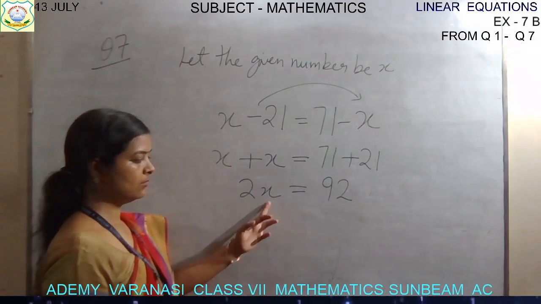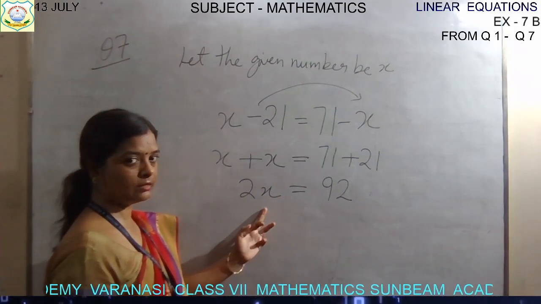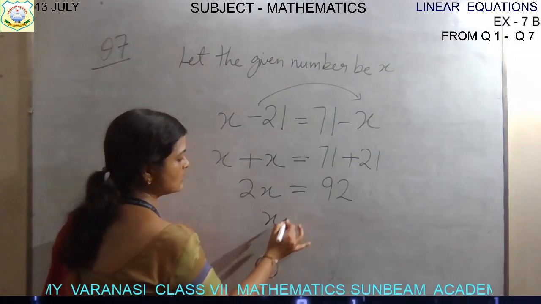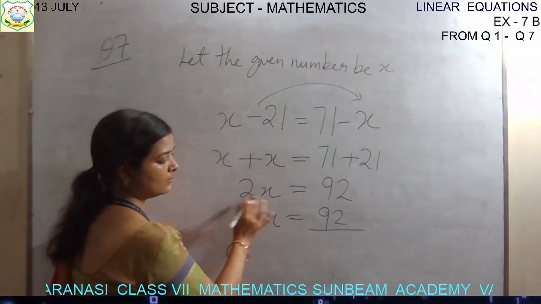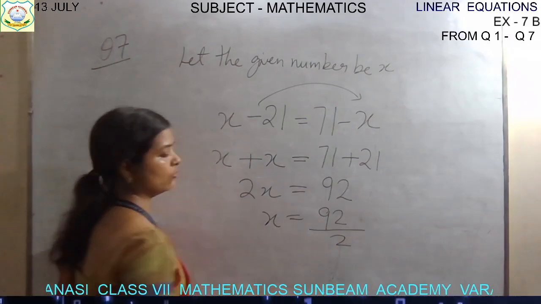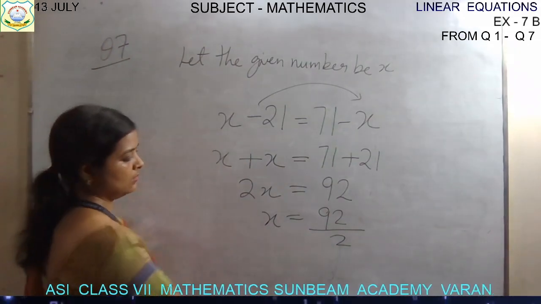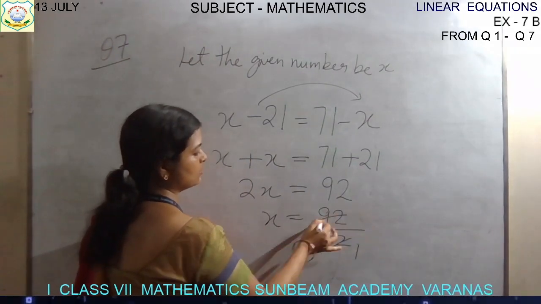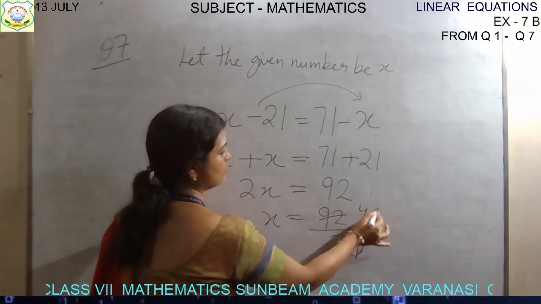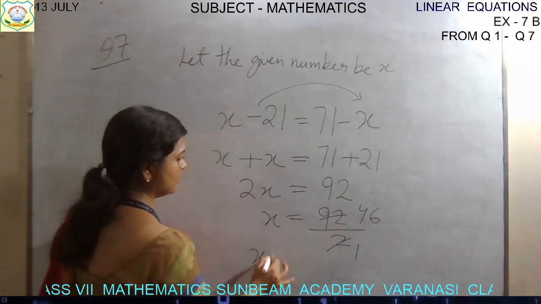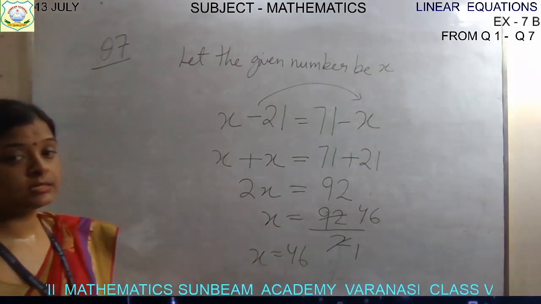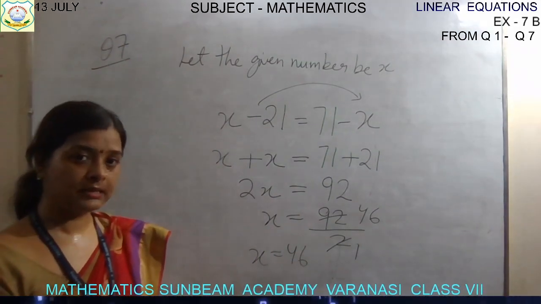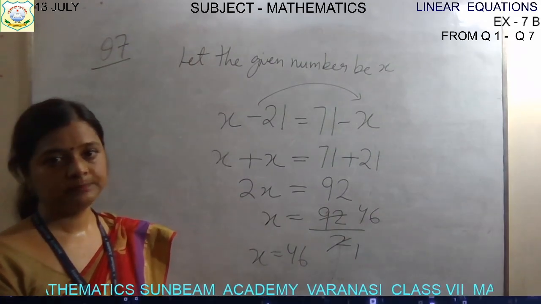Okay, still we have to find this x for one step. X is equal to 92 divided by 2, this is in multiplication, so it will go for division. Simplified: 2 1s are 2, 2 4s are 8, 1 is left, 2 6s are 12. So x is equal to 46. Hence the number is 46.